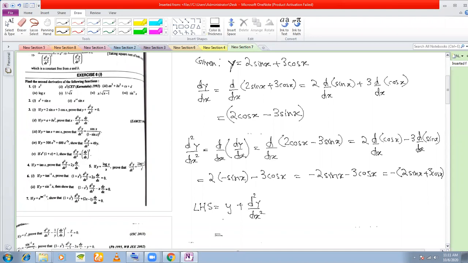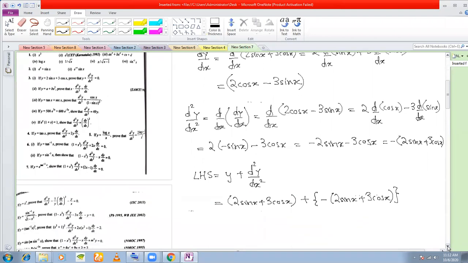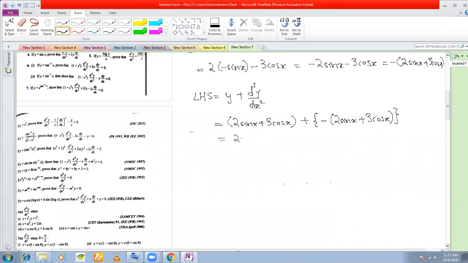Now what is y here? Y here is given as 2 sin x plus 3 cos x. Put the value of y plus d2y dx2, and what have we found d2y dx2 to be? We have found d2y dx2 to be minus 2 sin x plus 3 cos x. So what does this become? 2 sin x plus 3 cos x minus 2 sin x plus 3 cos x. Both are same, equal to 0. Both will cancel.